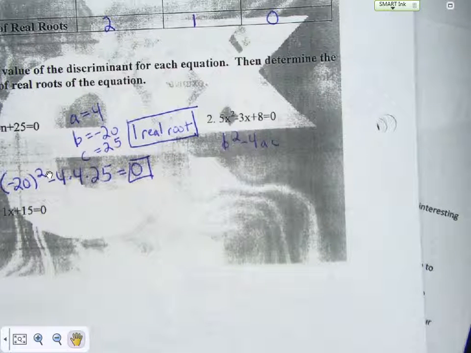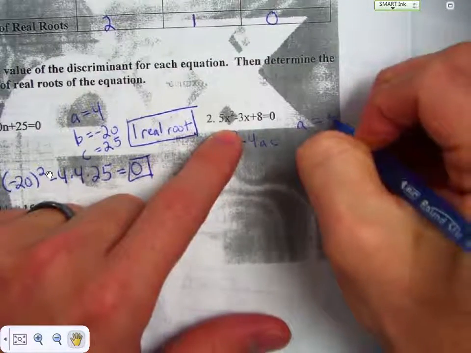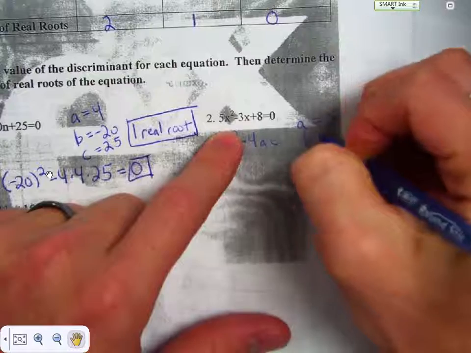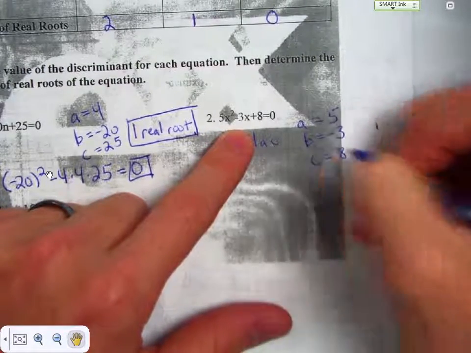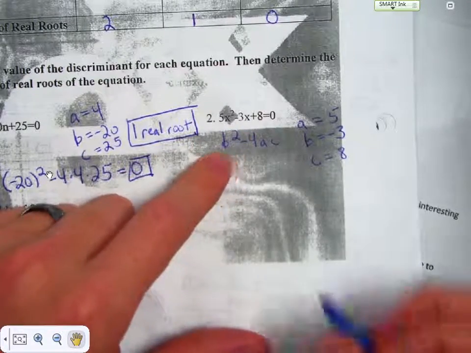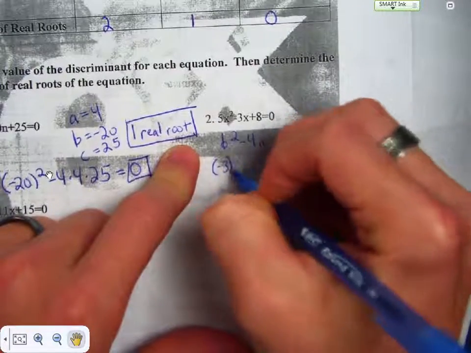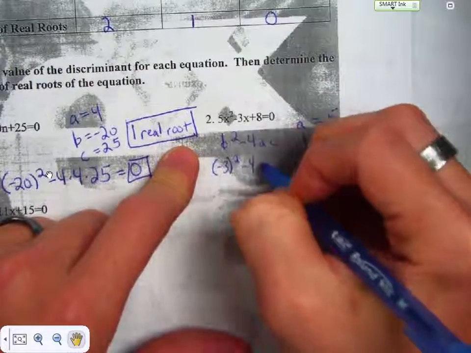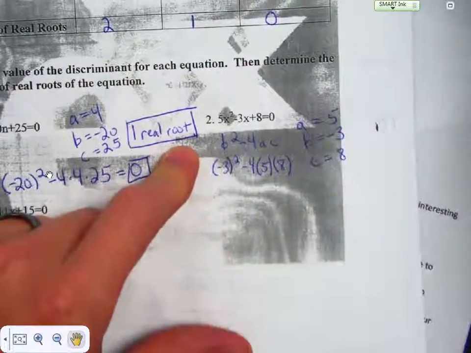That being whatever the variables are. A is equal to 5. B is equal to -3. And C is equal to 8. So now we plug it in. Remember to use parentheses here. (-3) squared minus 4 times 5 times 8.